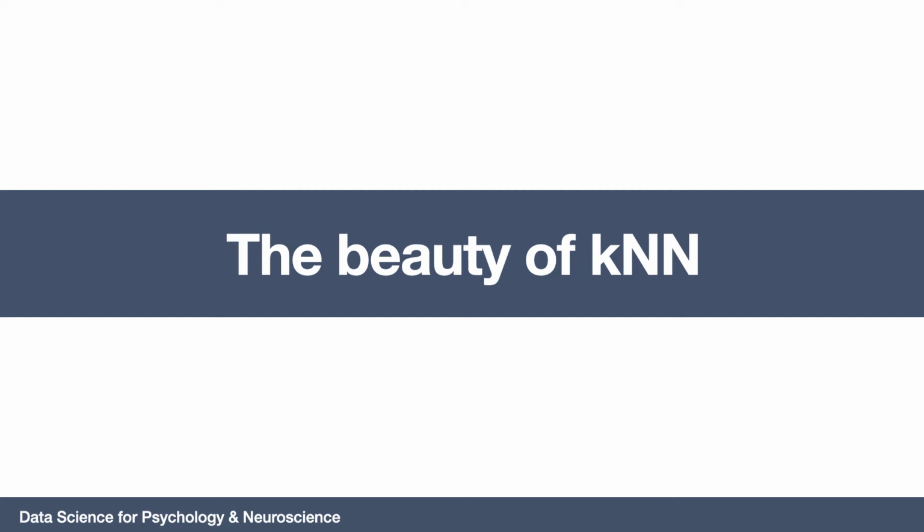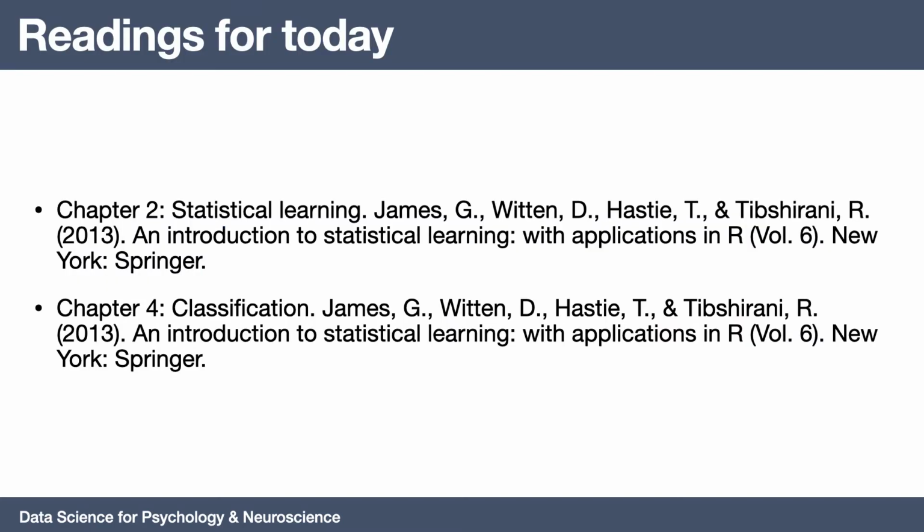This lecture will be on the beauty of kNN, which stands for k nearest neighbors. For this lecture, you're expected to have read chapters 2 and 4 of An Introduction to Statistical Learning with Applications in R. Chapter 2 is Statistical Learning and Chapter 4 is Classification. These are the two sections of that book that go over the k nearest neighbors approach. If you have not read those, pause, go read those chapters and come back.